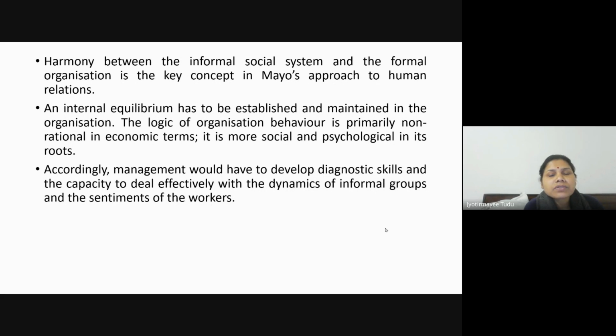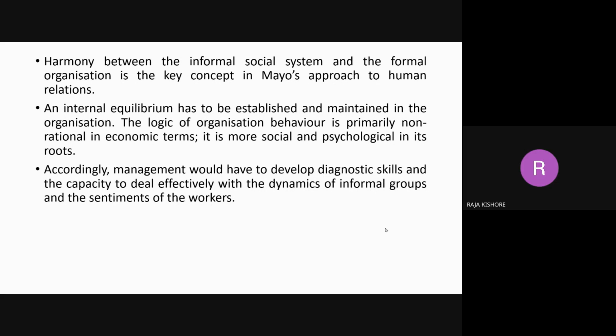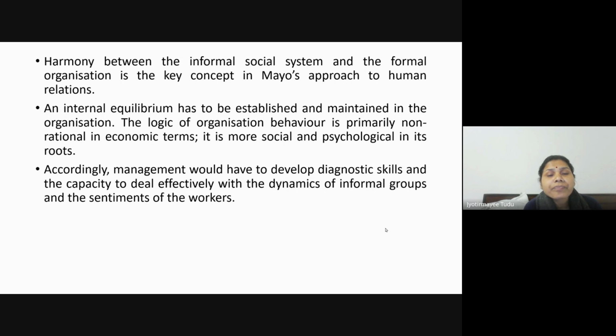It is more social and psychological in its roots. So here, the rationality itself. Basically, who is a rational being? Who is rational? What is it to be rational? It is actually a very much inquired question in social science literature.